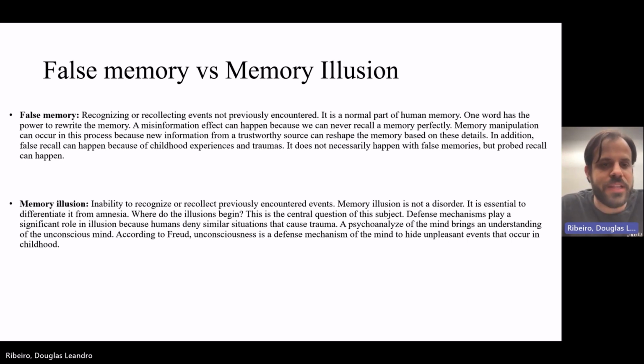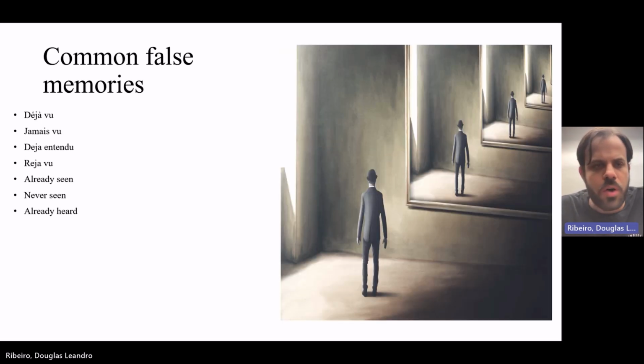Memory illusion is the inability to recognize or recollect previously encountered events. Memory illusion is not a disorder. It is essential to differentiate memory illusion from amnesia. Some common false memories: déjà vu, jamais vu, déjà entendu: already seen, never seen, already heard.